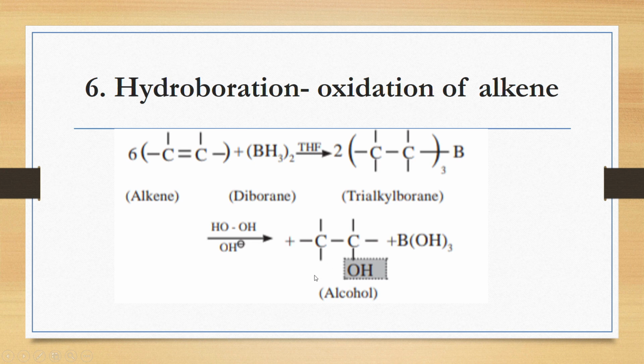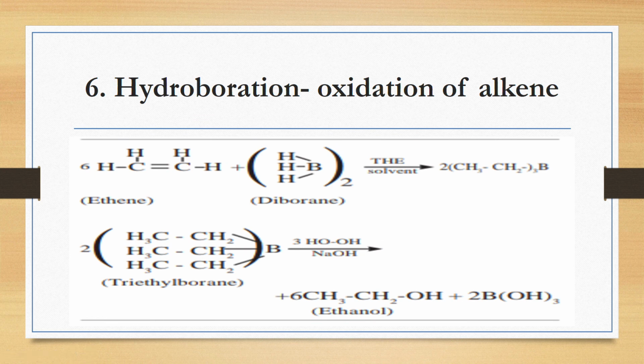Now let's see some examples. Here is hydroboration oxidation of ethene. 6 molecules of ethene we have taken. We have treated it with diborane, BH3 twice, in presence of tetrahydrofuran as the solvent, and now you can see the CH3CH2 part for 3 times on boron, that is, triethyl borane is formed.